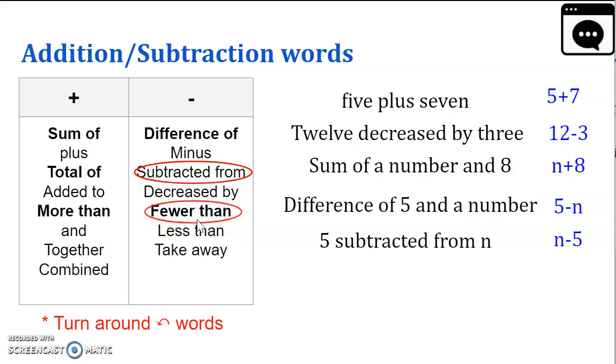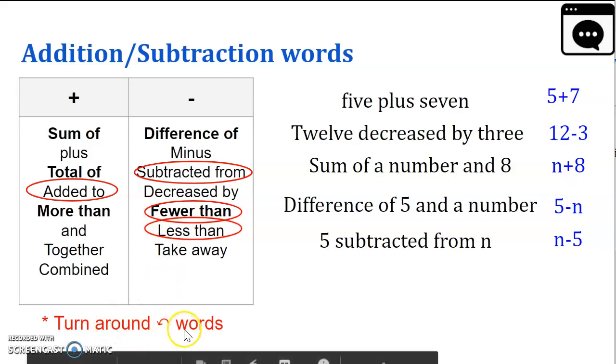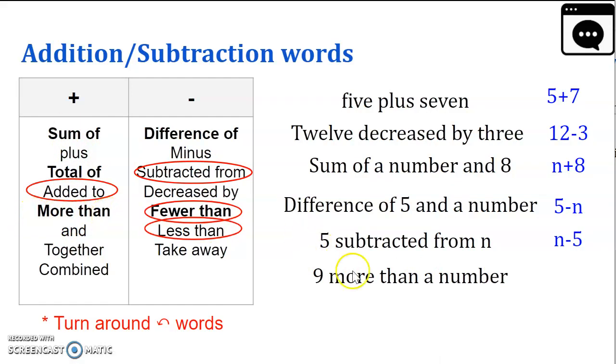So, those are fewer than, less than, and again it should be more than, not added to. So more than, fewer than, less than, and subtracted from are all turnaround words, and that's how you would use it. So let's try to use that. So 9 more than a number. Again, more than is an addition word, but it is a turnaround word.